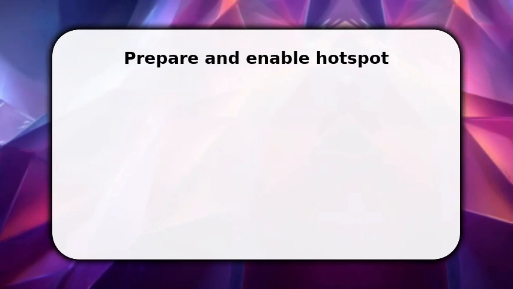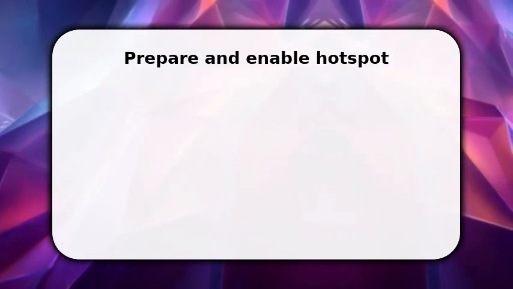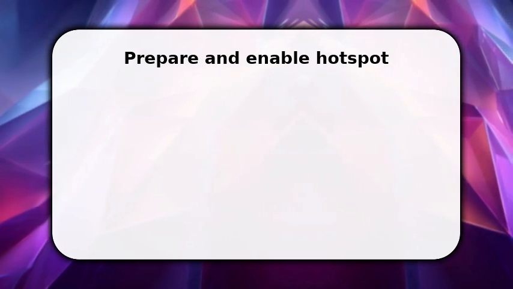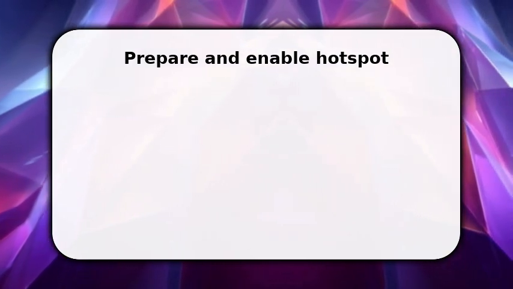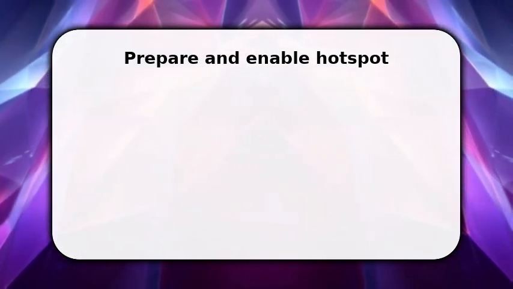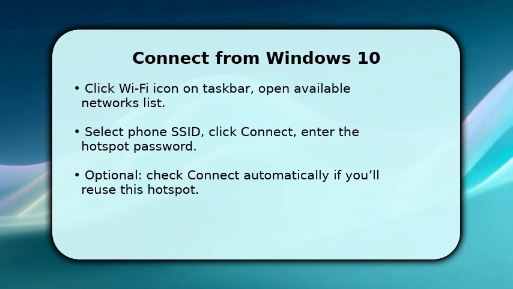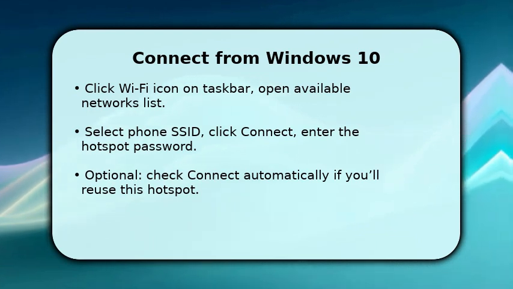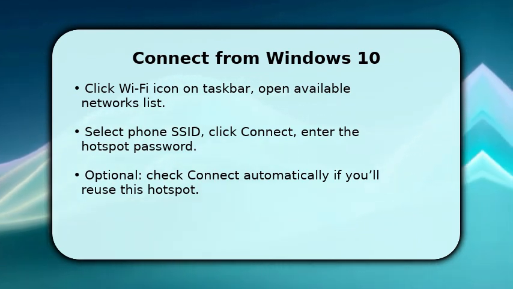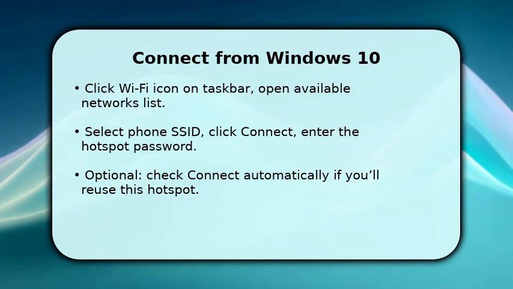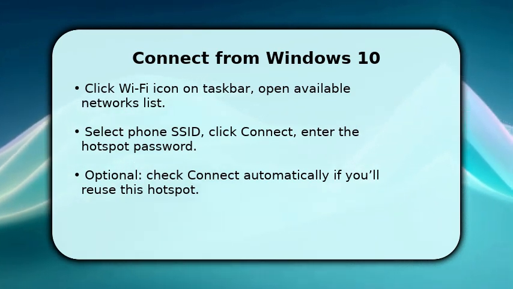This step creates the wireless network your Windows 10 PC will join, so confirm signal strength and carrier permissions before moving to the PC. On your Windows 10 PC, click the Wi-Fi icon in the taskbar to open available networks. Find the phone's SSID you noted earlier, select it and click Connect. When prompted, enter the exact hotspot password and press Next.